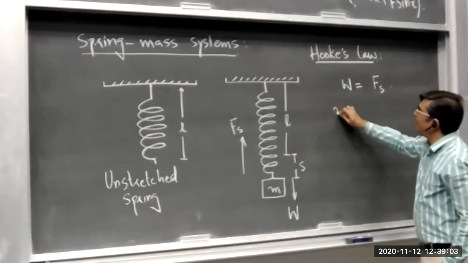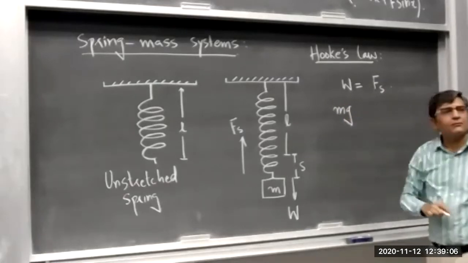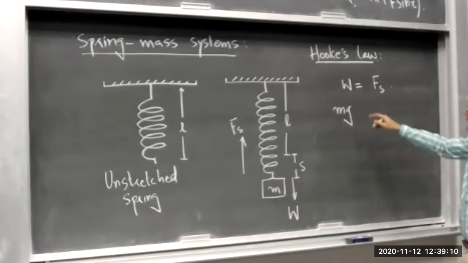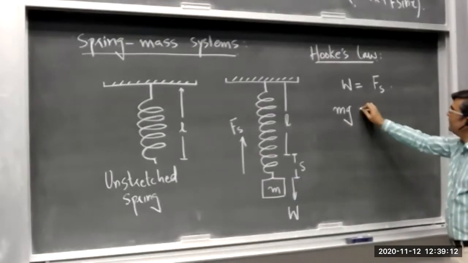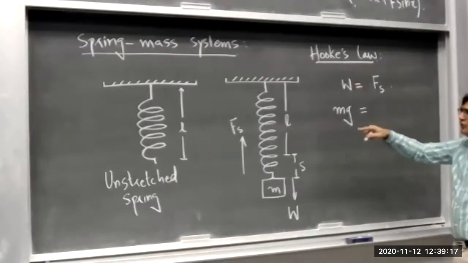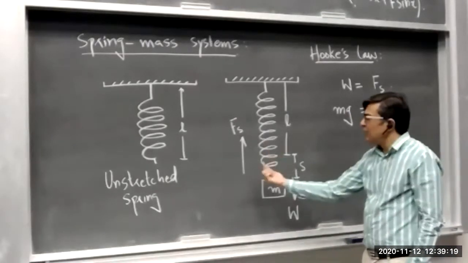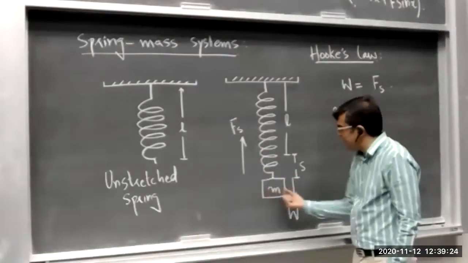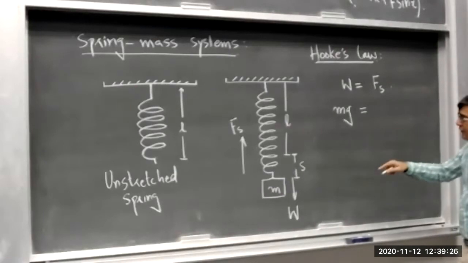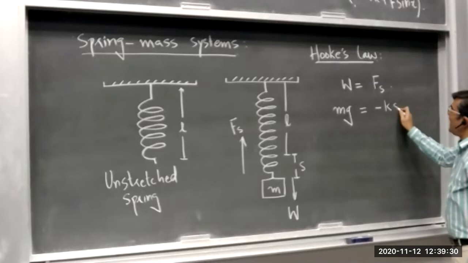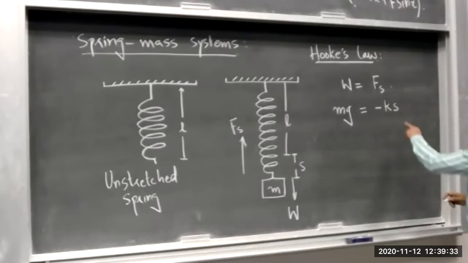What is the weight force? It is usually mg, where m is the mass of the body or object, and g is the gravitational acceleration. And what is Fs? He told us that Fs is the restoring force, and it acts against the motion, against the weight force, so it must be negative k times s, where k is some proportionality constant.